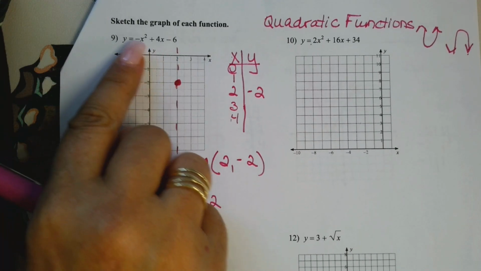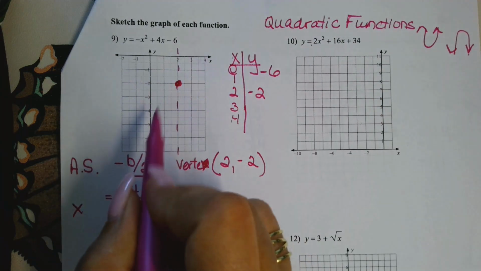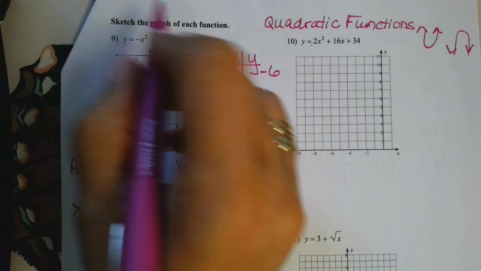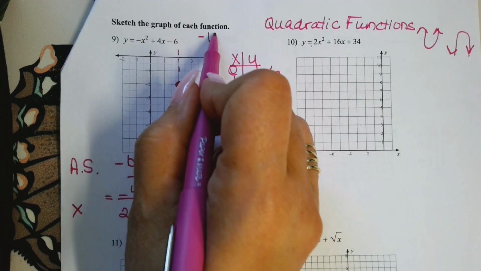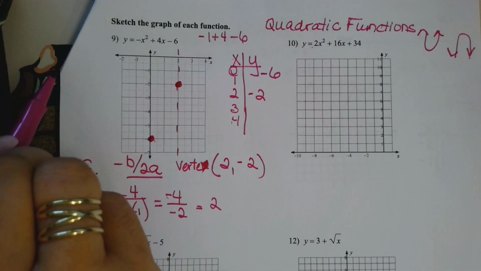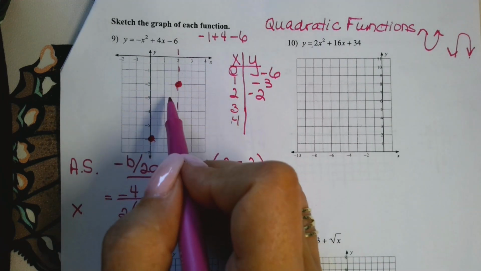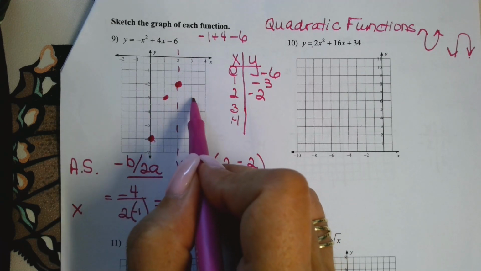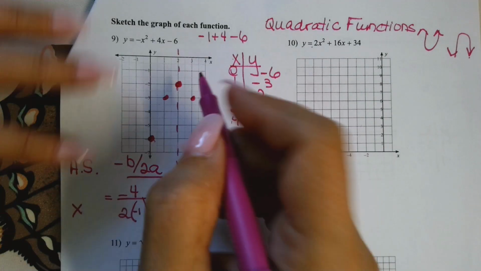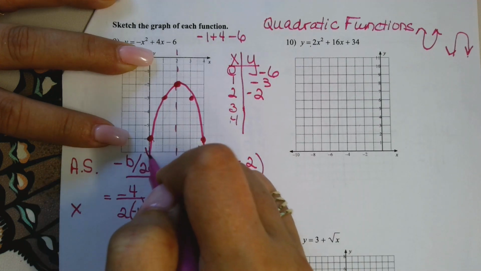So if I plug in a 0 here, that's going to give me -6. So at 0, I'm at -6. If I plug in a 1, that's going to be -1 plus 4 minus 6. That's going to give me 3 minus 6, which is -3. So at 1, I'm at -3. And then we can just copy these over. And we are done. Easy peasy.